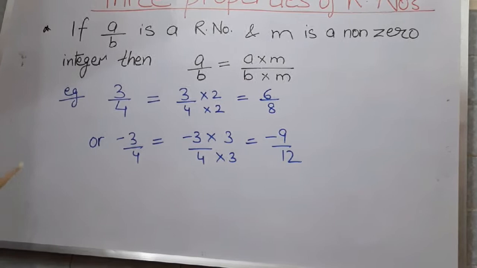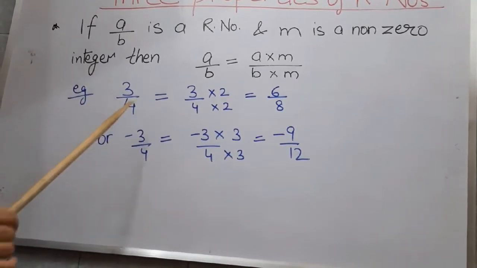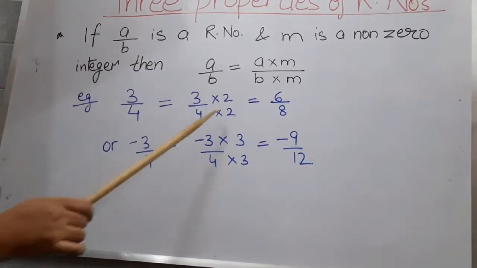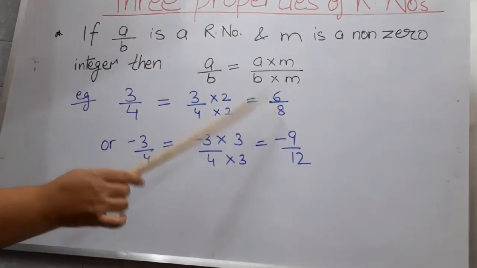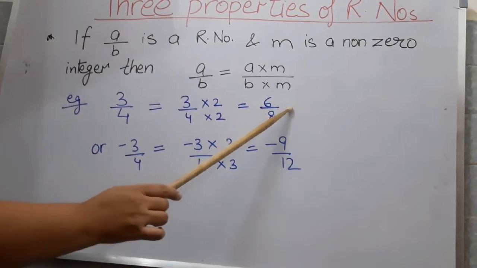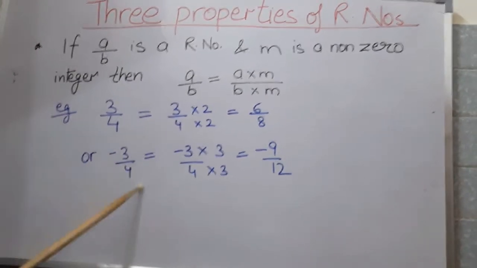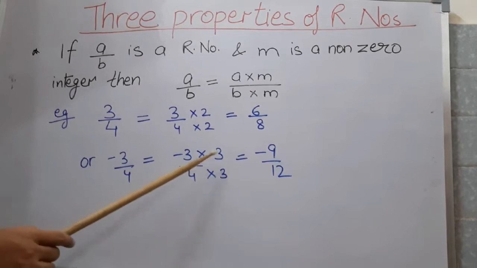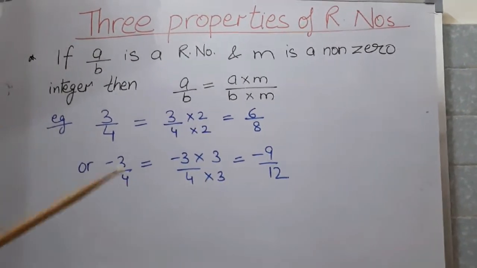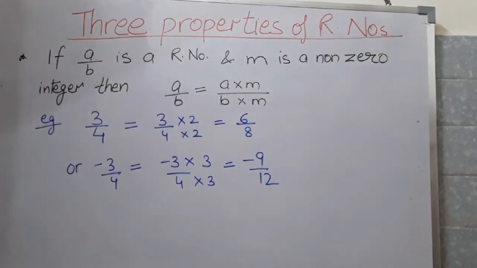Let's have a look at this example, 3 by 4. When I multiply 3 by 4 with 2 in the numerator and denominator, it comes to be 6 by 8, which is equal to 3 by 4 in its simplest form. In another example, if I take minus 3 by 4 and multiply it with 3 in the numerator and in the denominator, it comes to be minus 9 by 12.